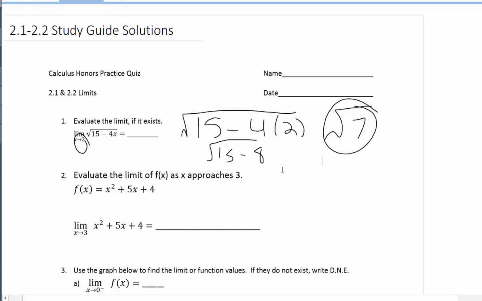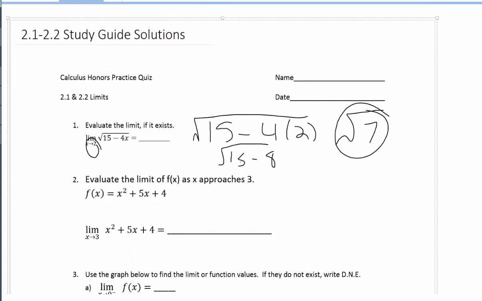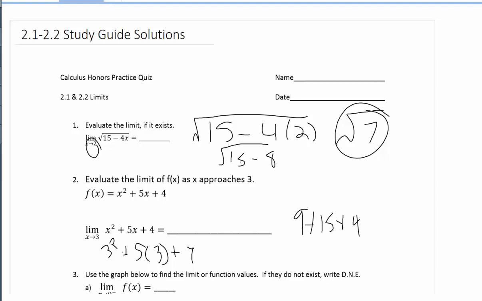So we have, let's take the limit as x approaches 3. Again, this is a polynomial. Polynomials are continuous functions. They're very well behaved. So you can just plug the 3 into this function right here. So we're just going to do 3 squared plus 5 times 3 plus 4. All right, and then so we get 9 plus 15 plus 4, which comes out to 28. So nothing special about these first two.